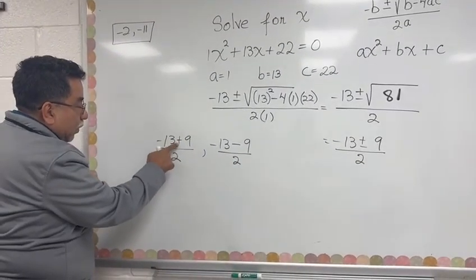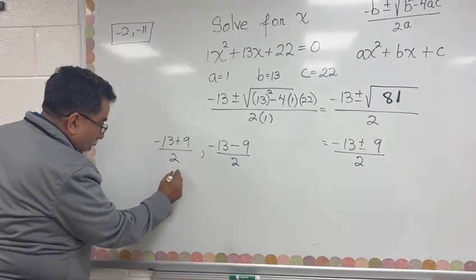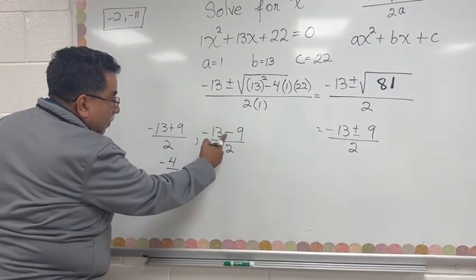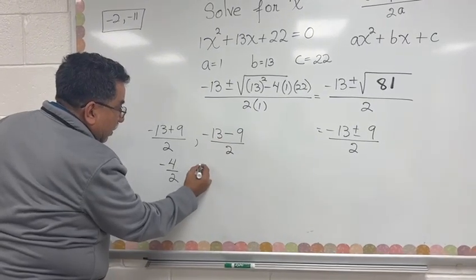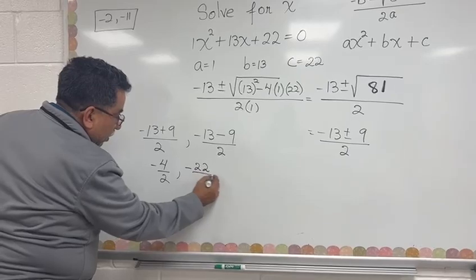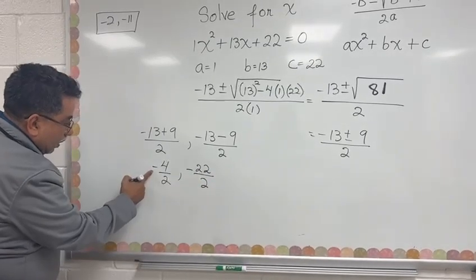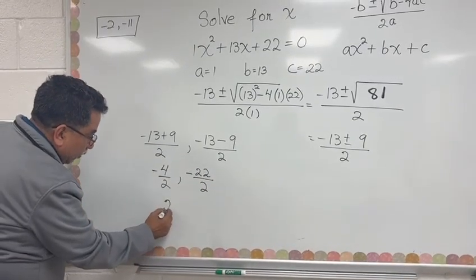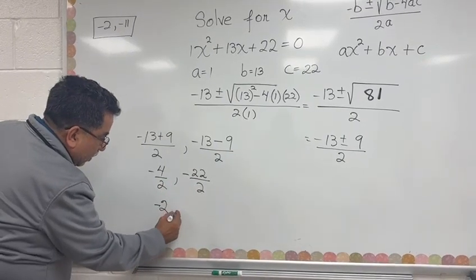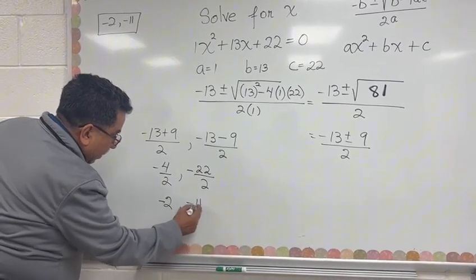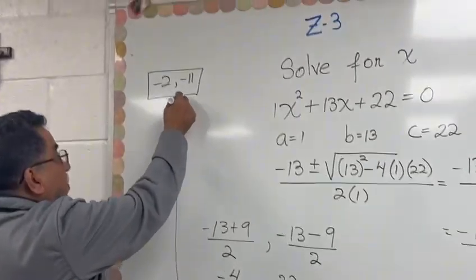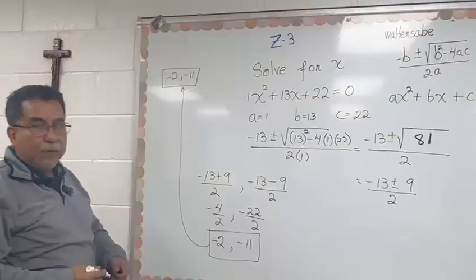Negative 13 plus 9 will give me a negative 4. Negative 13 minus 9, that will give me negative 22. 4 divided by 2 is equal to 2, but negative. 22 divided by 2 will give me negative 11. If you notice, this answer is the same as we had before.